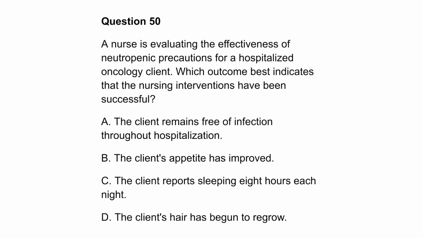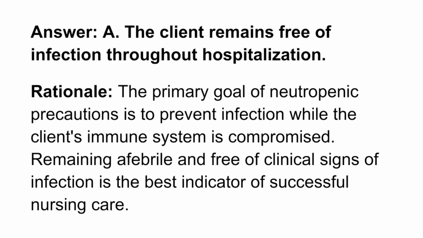A. The client remains free of infection throughout hospitalization. B. The client's appetite has improved. C. The client reports sleeping 8 hours each night. D. The client's hair has begun to regrow. Answer: A. The client remains free of infection throughout hospitalization. Rationale: the primary goal of neutropenic precautions is to prevent infection while the client's immune system is compromised. Remaining afebrile and free of clinical signs of infection is the best indicator of successful nursing care.